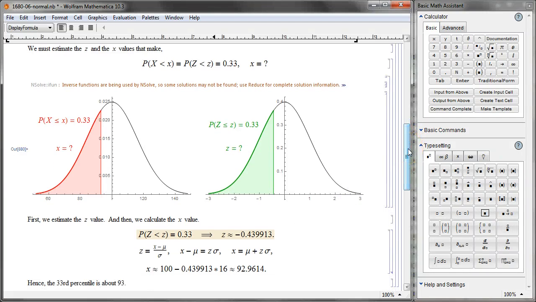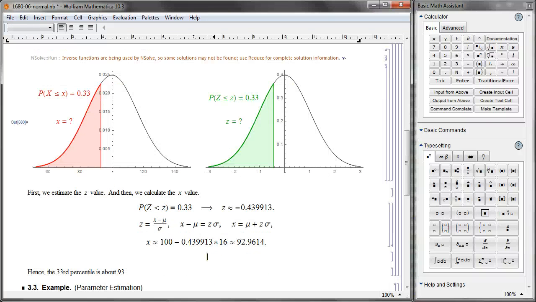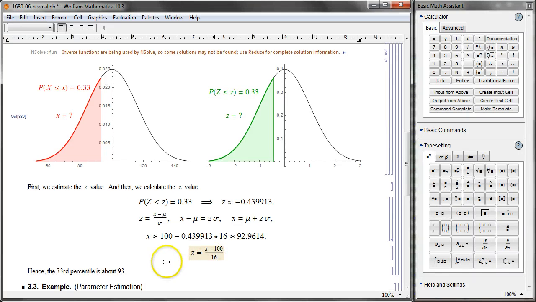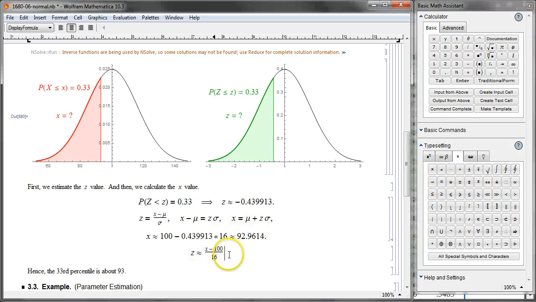And from that z-score, we can find the x value. z equals x minus mu over sigma. Solving for x, we get this. And then plugging in everything, we get this value, 92 point something. Or if you prefer, you can solve a numerical equation. z equals x minus mu over 16. Well, I should have labeled everything as approximate equality because everything is approximation.